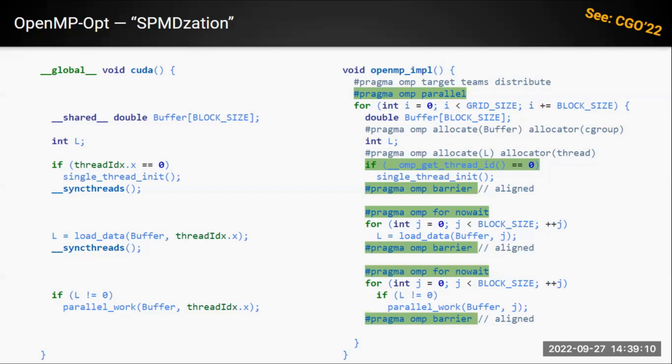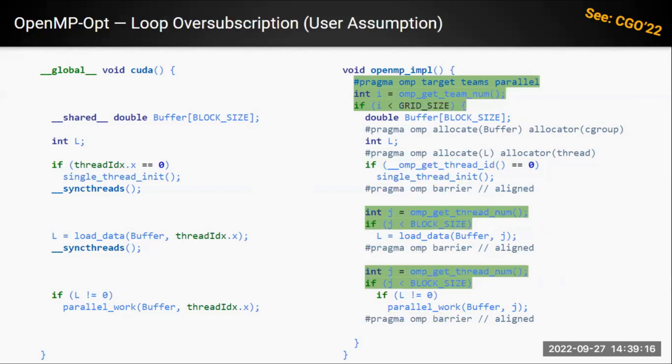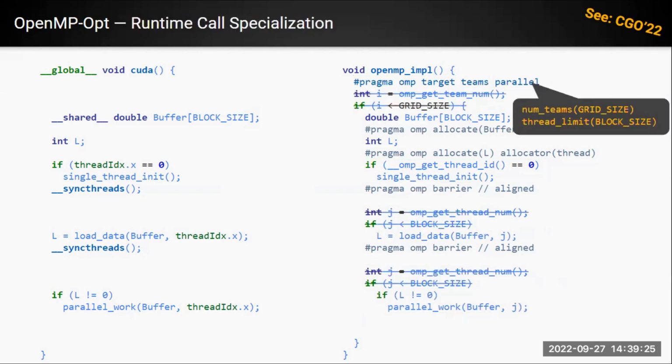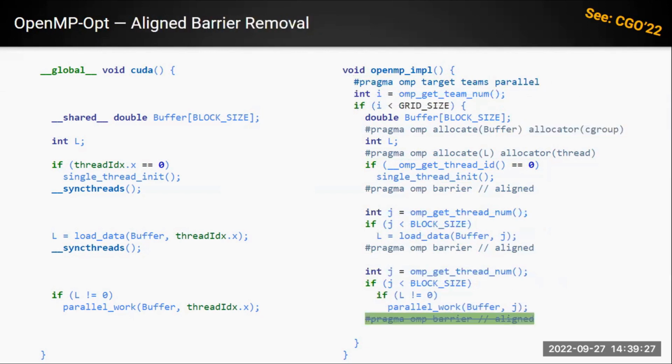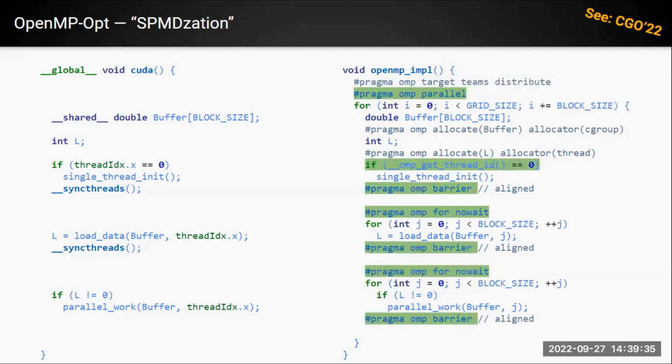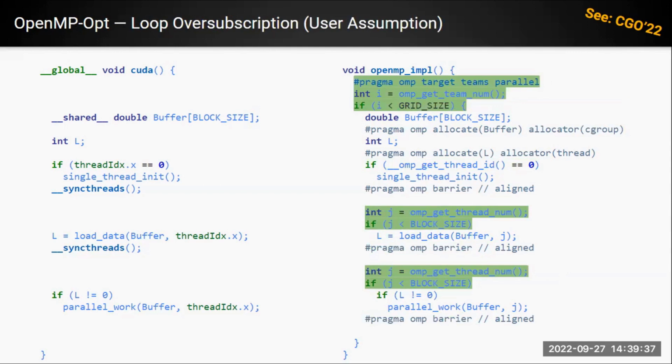Okay, so SPMDization, that worked great. So now we have all SPMD mode. We don't have a state machine. Cool. Next step, what do we do? Wait, how does this work? Oh, okay. I think I forgot something here.